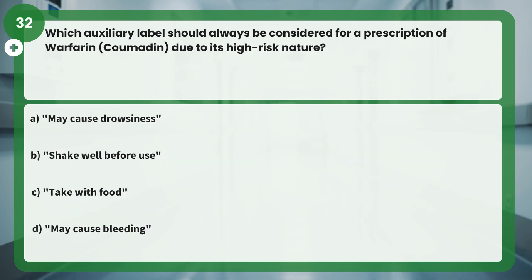Question 32. Which auxiliary label should always be considered for a prescription of warfarin Coumadin due to its high-risk nature? A. May cause drowsiness. B. Shake well before use. C. Take with food. D. May cause bleeding.